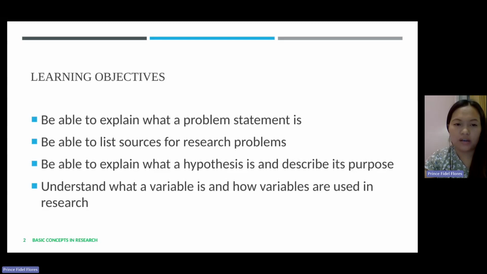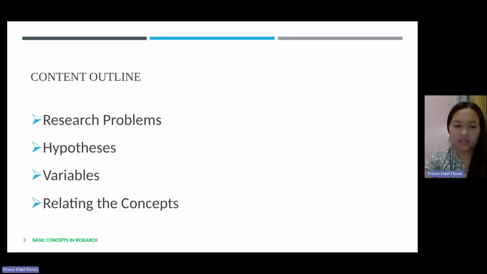By the end of my presentation, we will be able to explain what a problem statement is. We will be able to list sources for research problems. We will be able to explain what a hypothesis is and describe its purpose, and understand what a variable is and how variables are used in research. This presentation will briefly discuss research problems, hypotheses, variables, and relating the concepts. And I will explain the connection between these three important concepts.